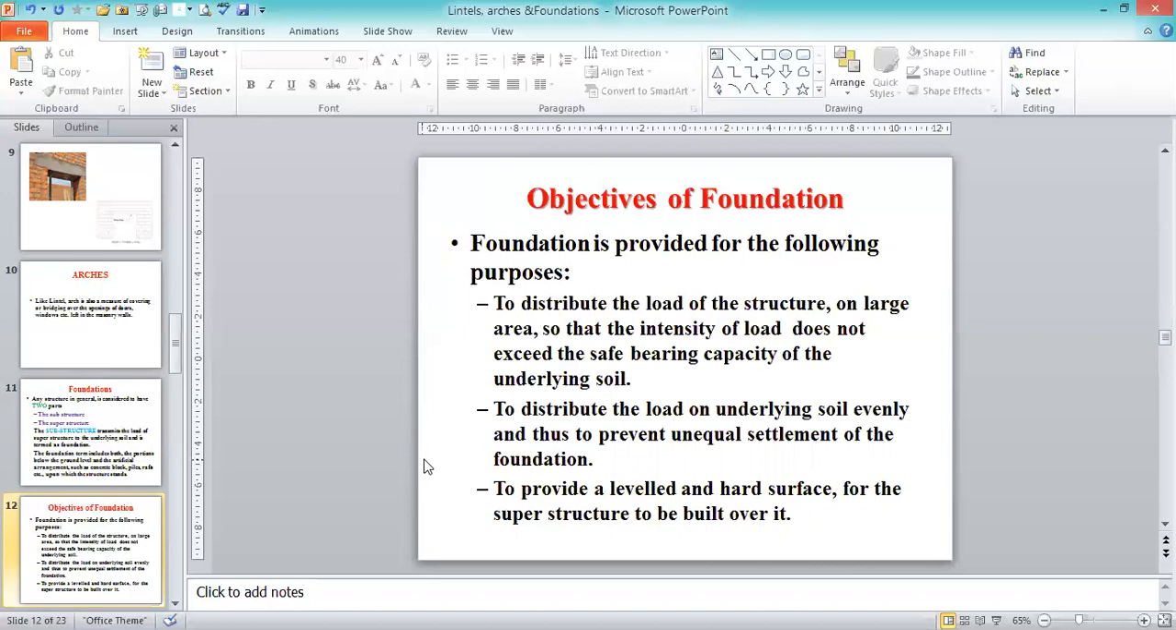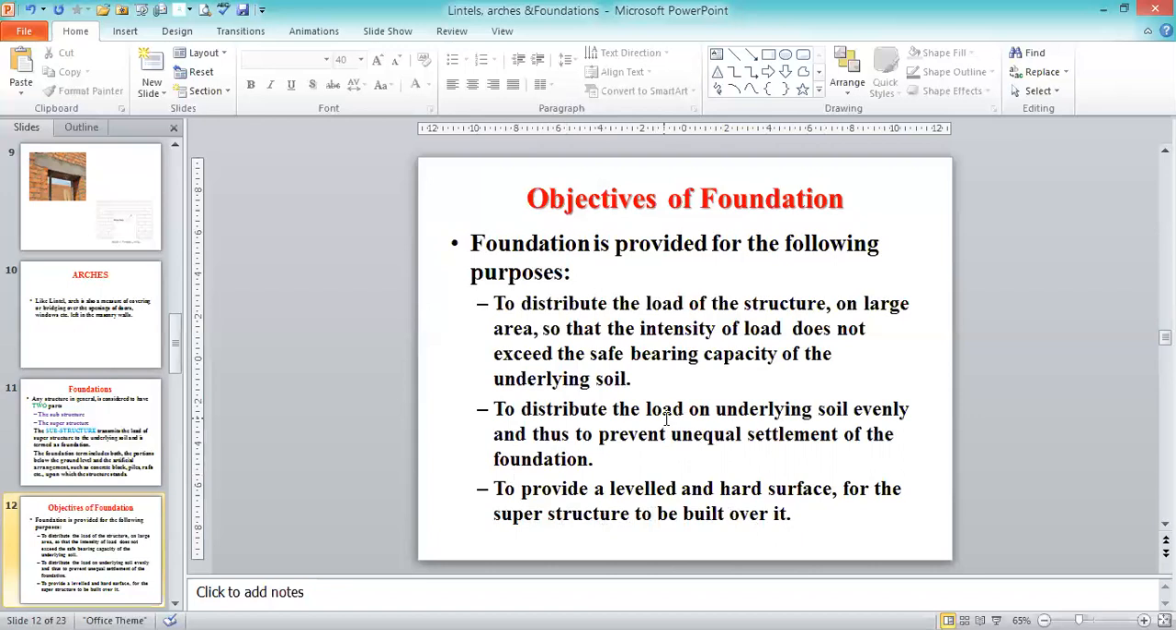So the first objective is load distribution: the bearing capacity of the soil must be sufficient to take care of the loads, distribute the load evenly on the underlying soil, and prevent unequal settlement of the foundation. If you do not design the foundation properly, it will not be stable enough to take care of the loads, and this will be reflected in the settlement of the structure after a few years, months, or days. Another objective is to provide a leveled and hard surface for the superstructure to be built over.